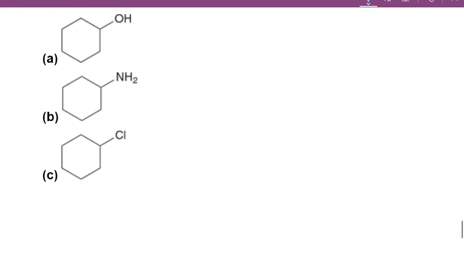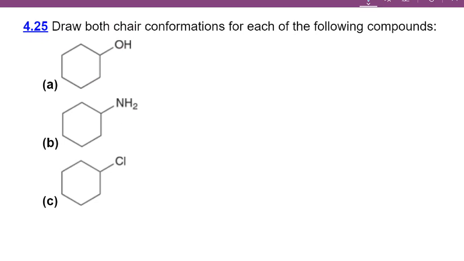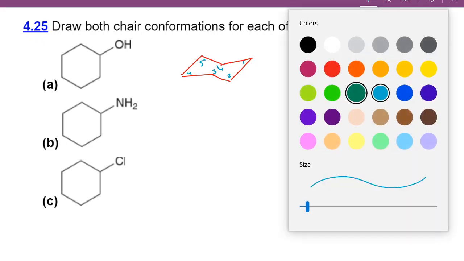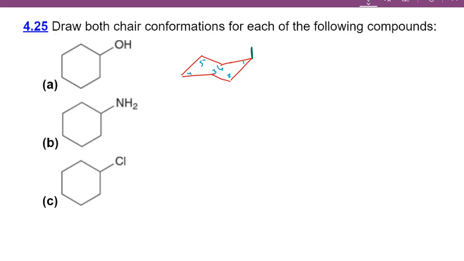So let's practice drawing both chair conformations for each of the following molecules. Let's start by drawing our cyclohexane chair. We're going to start with our positive parallel lines and then fill in with the other two sets of parallel lines. Let's number our carbons 1, 2, 3, 4, 5, 6. It's easier to start out with our axial substituent at carbon 1 going up, 2 down, 3 up, 4 down, 5 up, 6 down.